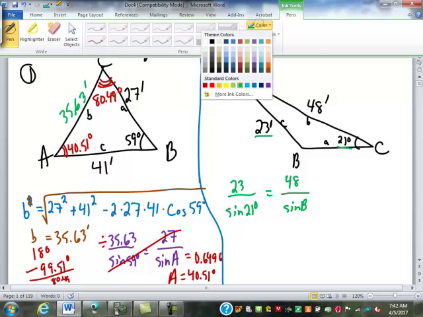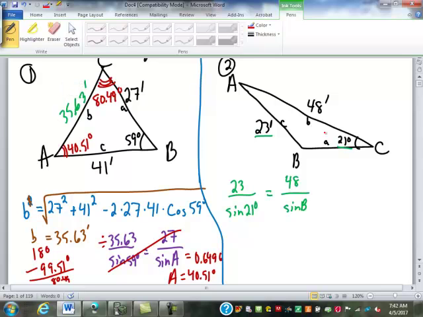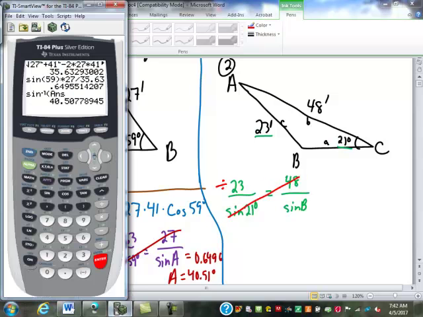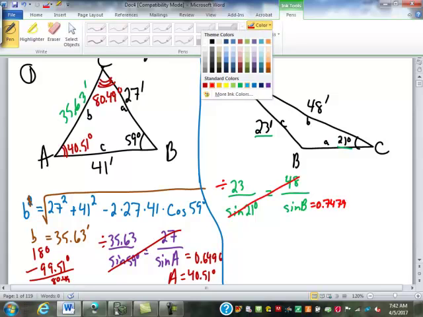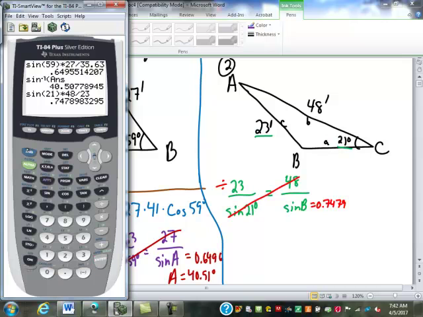Now we notice that B is obviously, from the drawing here, obtuse. So that means we're going to have to do something when we start to calculate that angle. But for now, let's cross multiply and divide. Sine of 21 degrees times 48 divided by 23 is 0.7479. So we do an inverse sine to get 48.41 degrees.